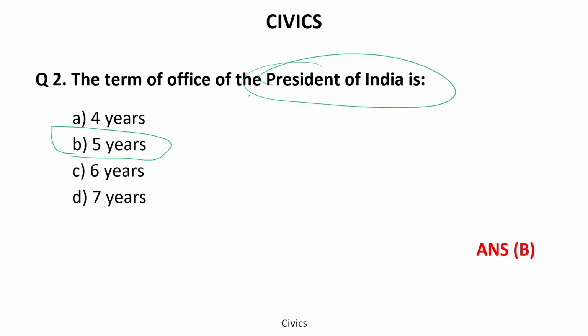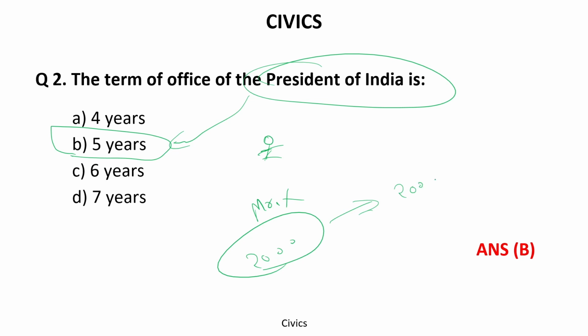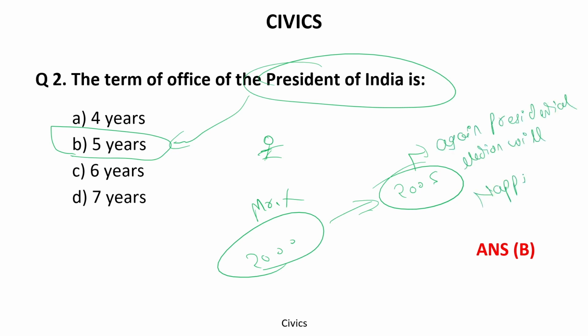The President of India is elected for a term of 5 years. He can remain as president for 5 years. Suppose this is Mr. X, and he has been elected as President of India in 2000, just as an example. Then he will continue as president till 2005. In 2005 presidential elections will happen again, and thereafter a new president will be elected.